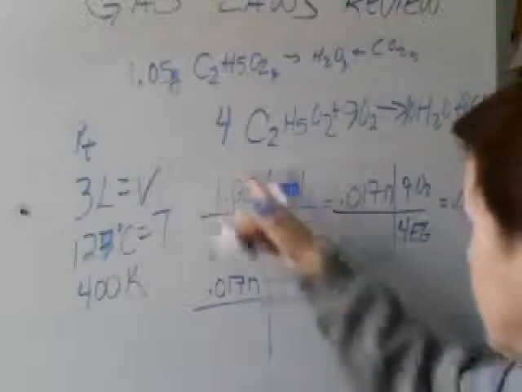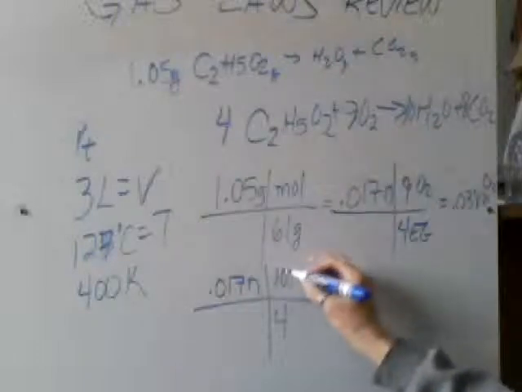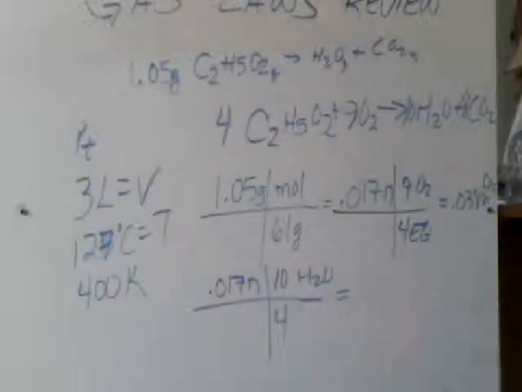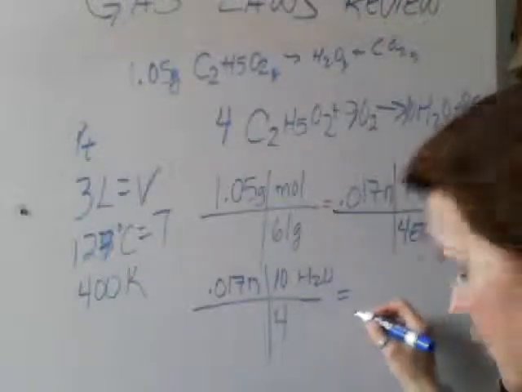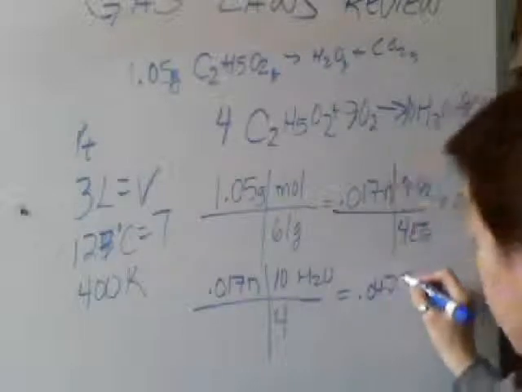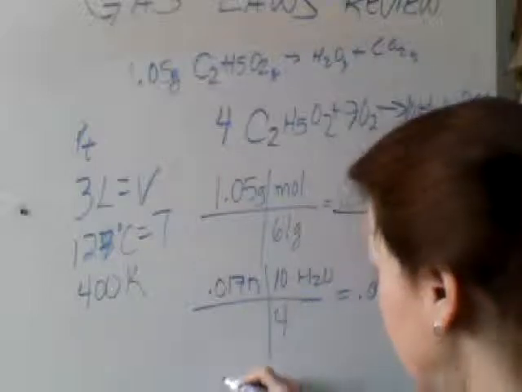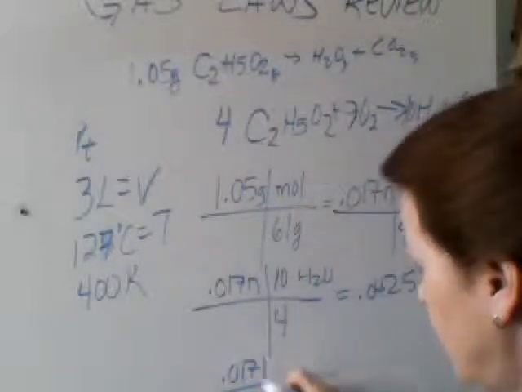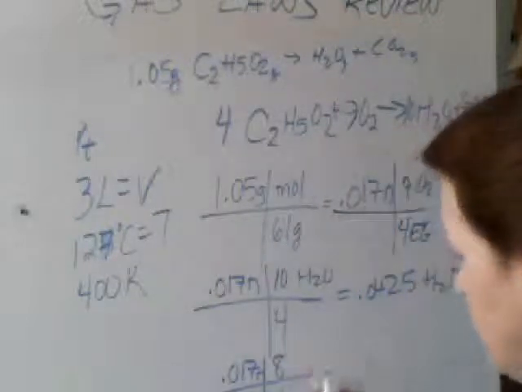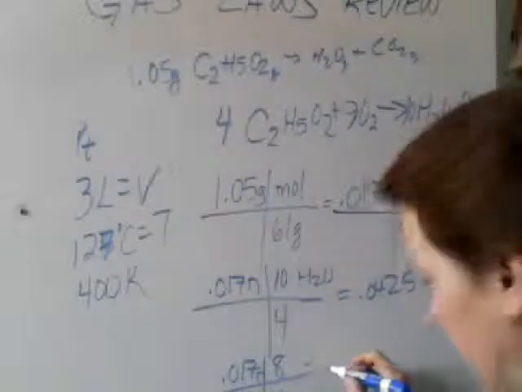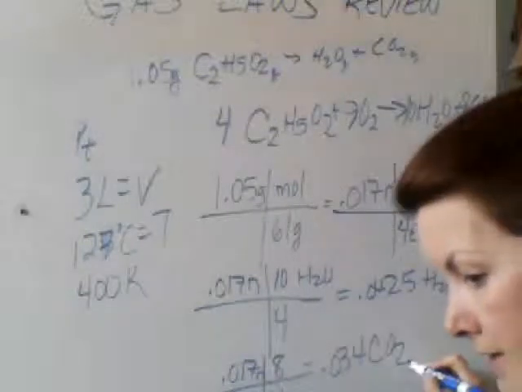We would do the same thing with 0.017 moles of ethylene glycol to determine how much water we would produce. So again, we have a 4 on the bottom, and a 4 compared to our water would give us 0.0425 moles for water. And the same if we did moles of ethylene glycol to carbon dioxide, that would tell us that that would create 0.034 moles of carbon dioxide.